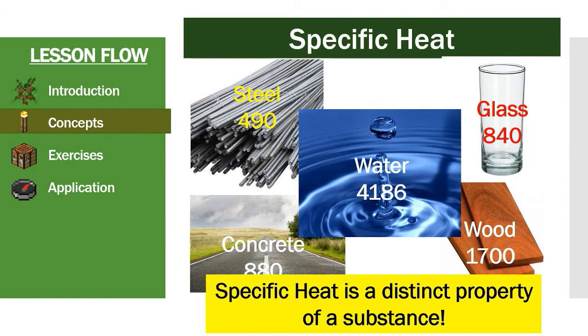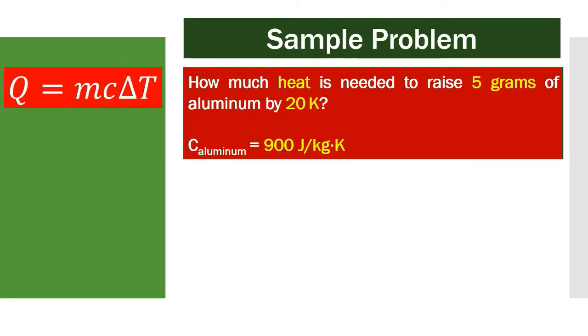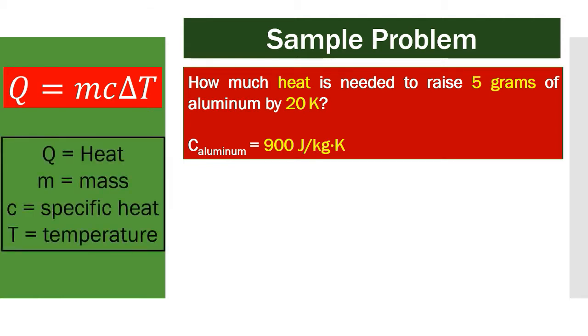Some of those calculations are going to be centered on the use of the calorimetry equation. So for example, let's start with a simple one. How much heat is needed to raise 5 grams of aluminum by 20 Kelvin, given that the specific heat of aluminum is 900 joules per kilogram Kelvin? Okay, so we know that these are the quantities. Q is heat, M is mass, C is specific heat, T is temperature. Okay, let's try to solve it.